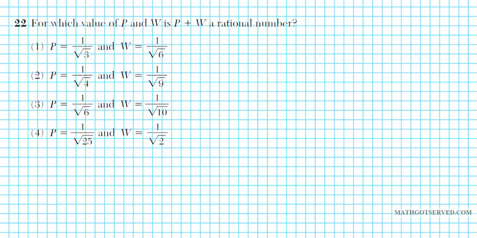All right, let's take a look at problem 22. It says, for which value of p and w is p plus w a rational number? So you want to recall an important point, which is that in order to get a rational sum, the addends have to be rational. So rational plus rational equals rational. That's how it always is, okay?